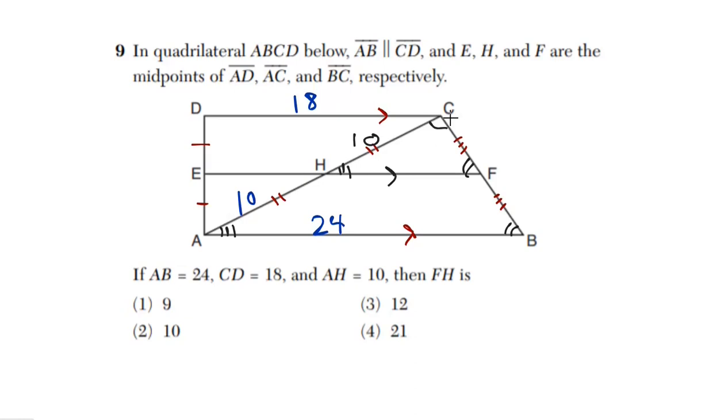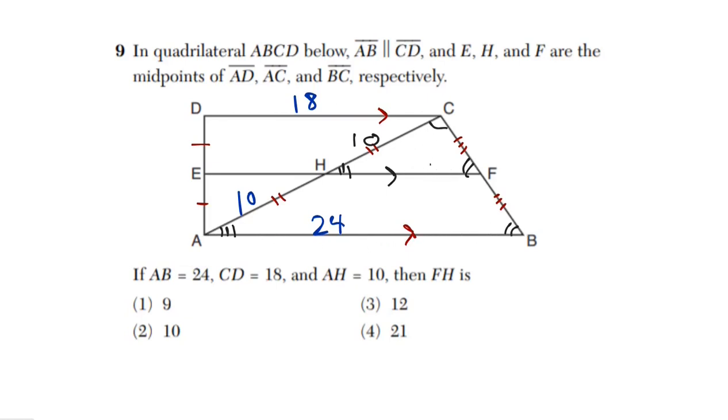So the small triangle length is half the size of the larger triangle length, the corresponding side. Now, if you look, HF is kind of like, think of it as the bottom of the smaller triangle. AB is the bottom of the larger triangle. So those are corresponding sides.